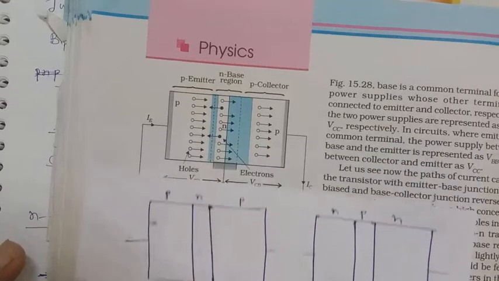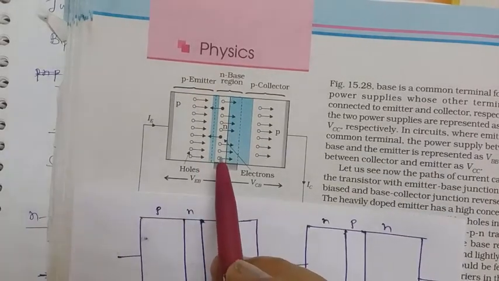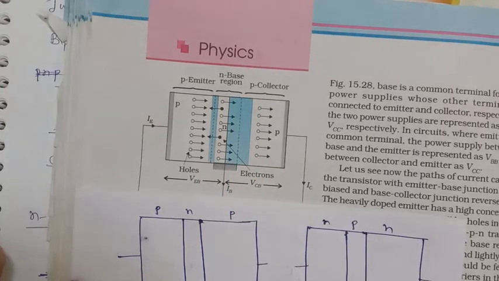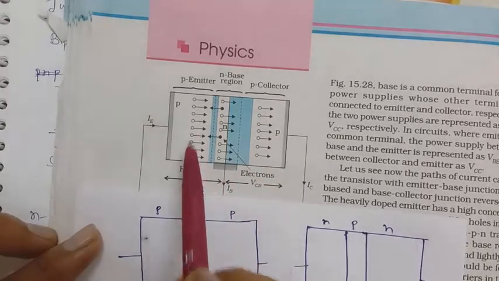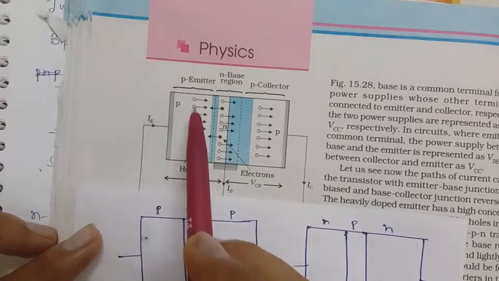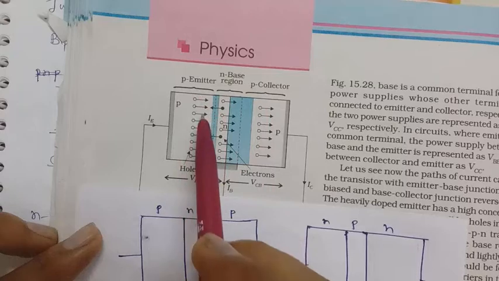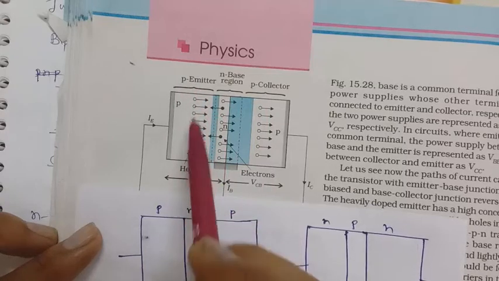Okay, so this diagram is in color, so it is very easy to understand. In a PNP transistor, it is a heavily doped emitter, base, collector. The emitter is heavily doped, so in P type the majority carriers are holes.